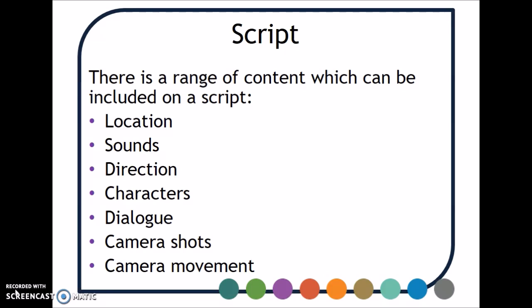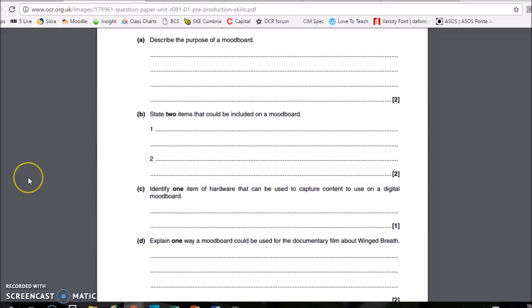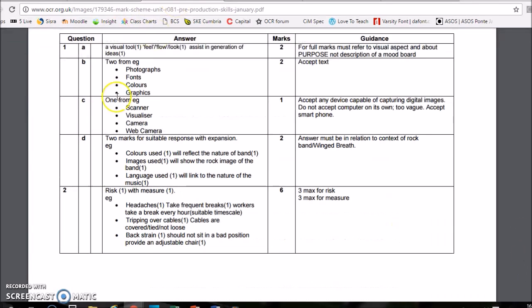It does allow for all characters to be included and show exactly what is said or heard when. So this is the January 2014 paper, and you can see that it starts off with the first question, which is describe the purpose of a mood board. So in the earlier frames we've talked about what the purpose is, and it's a 2-mark question.